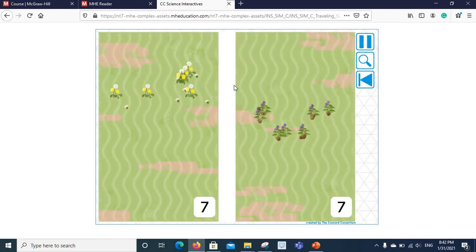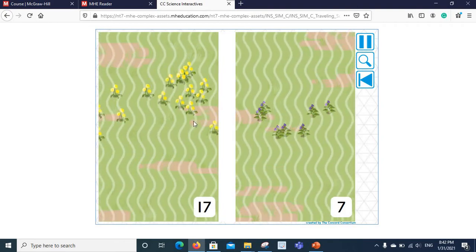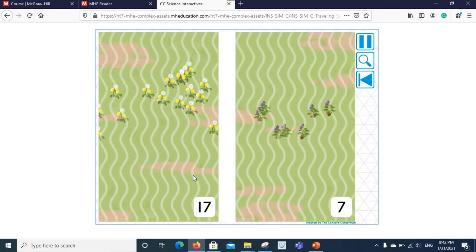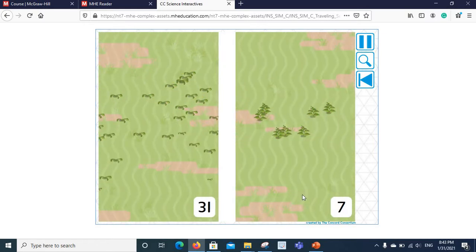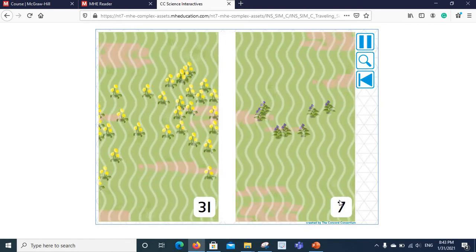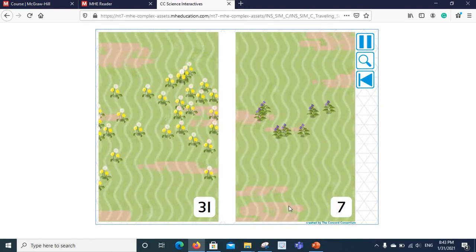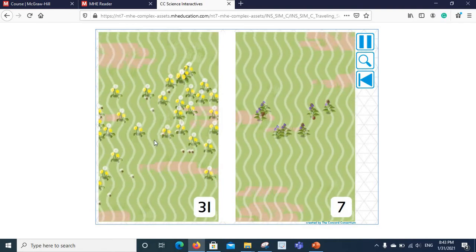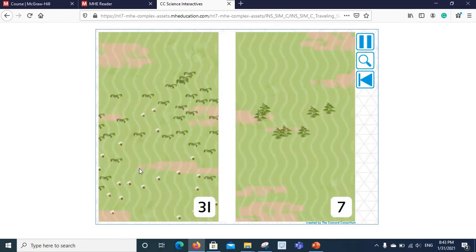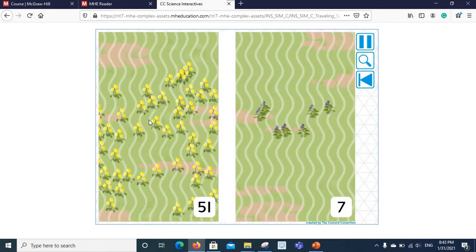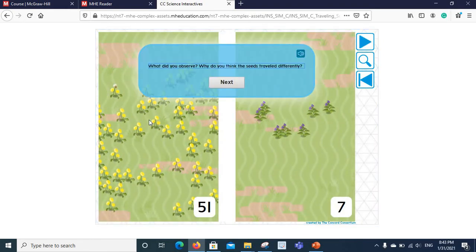Let's see what will happen. Again, we start with 7 for both plants, but now we have 17 seedlings after a while the other plant, we still have 7. So, wind can help this plant to spread, but cannot help this one to spread because it's heavy, while the seeds of this plant is very light. So, wind can help. Now, what did you observe, grade 2? Why do you think the seeds travel differently?